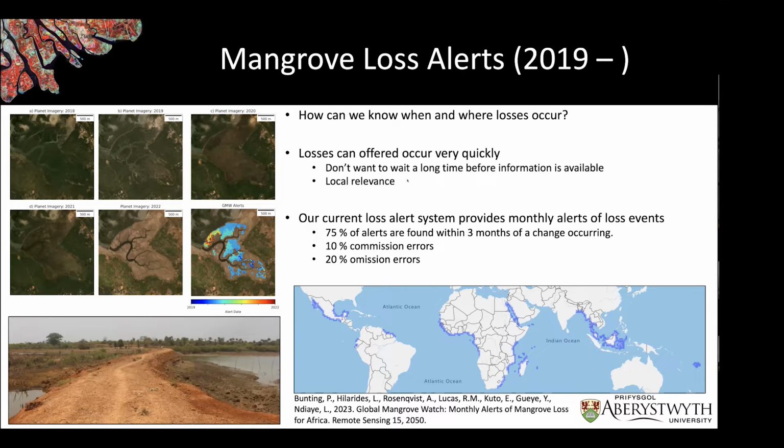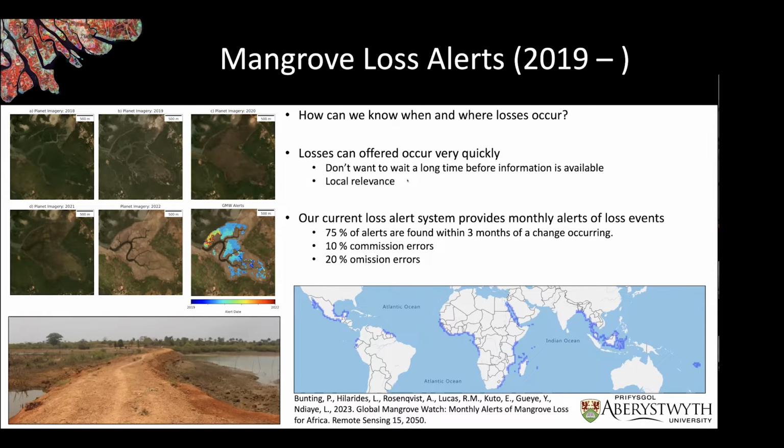And on the left-hand side here, I've got an example that, if you've heard me talk about this before, you may well have seen. This example from Guinea-Bissau, where a dam was built, which is this image in the bottom left-hand corner there. That dam basically stopped the tidal range coming into this area, which then over the preceding few years has resulted in dieback of mangroves, which you can see in the sequence of satellite imagery above, and then the alerts that are associated with it.